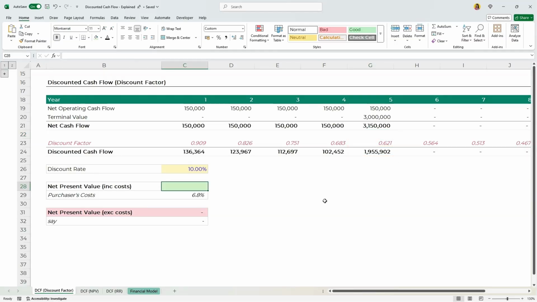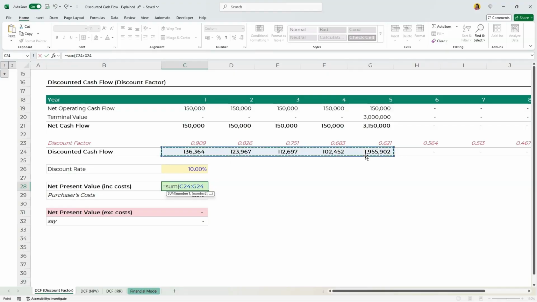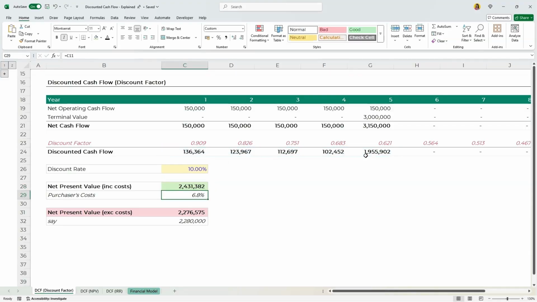From here, to finish our DCF analysis, we need to sum all of these discounted cash flows to calculate our net present value, or NPV. What this tells us is that based on these cash flows occurring at the end of each year, the market value of this property is $2.28 million, assuming purchase costs of 6.8%.